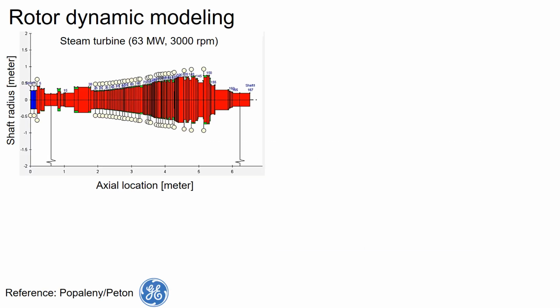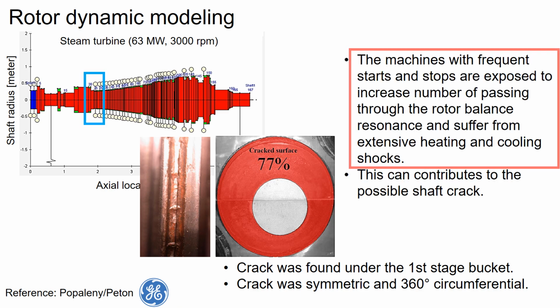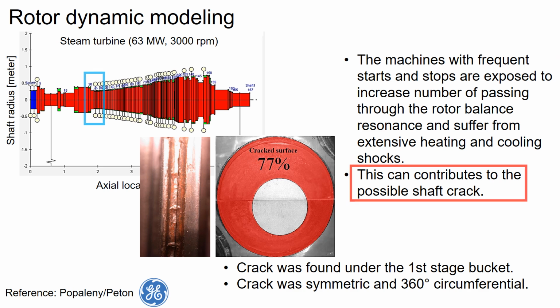Let's look into the rotor dynamic modeling. Here is the 63 megawatt steam turbine. The circumferential crack was found at the first stage bucket. Machines with frequent starts and stops are exposed to an increased number of passes through resonance and suffer from extensive heat and cooling shocks. And this can contribute to a possible shaft crack.